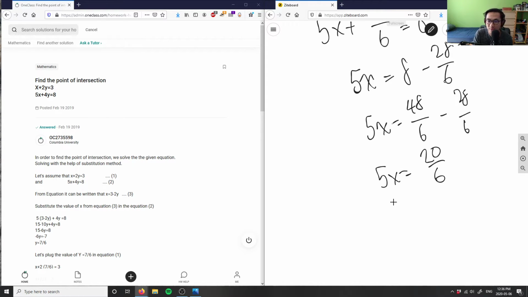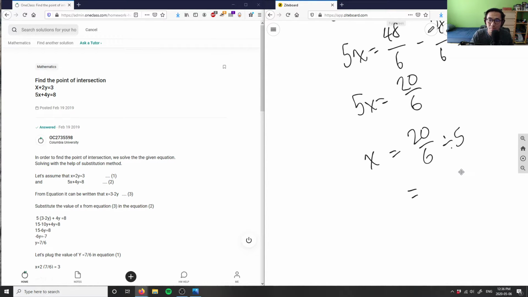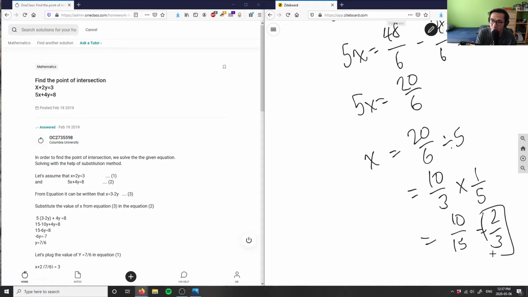And then I can simply divide both sides by 5, right? So x equals 20 over 6 divided by 5, which I can write as multiplying by 1 over 5 here, right? So 20 over 6 divided by 5 would be 2/3. Again, 20 over 6, I can reduce to 10 over 3, and I'm simply multiplying by 1 over 5 here. And this equals 10 over 15, which equals 2/3. So the x value here equals 2/3.